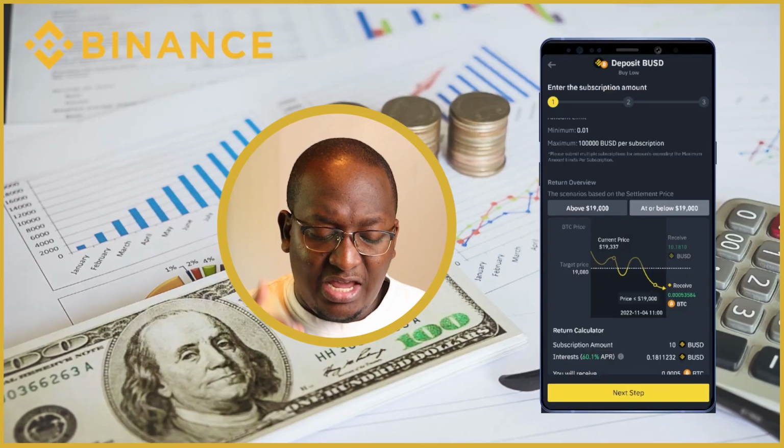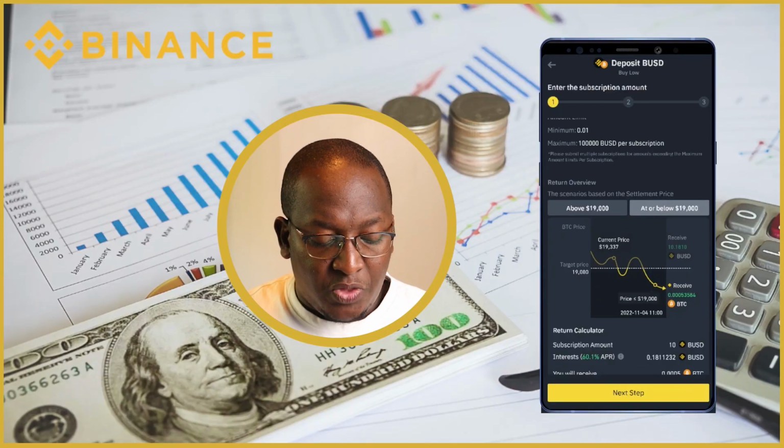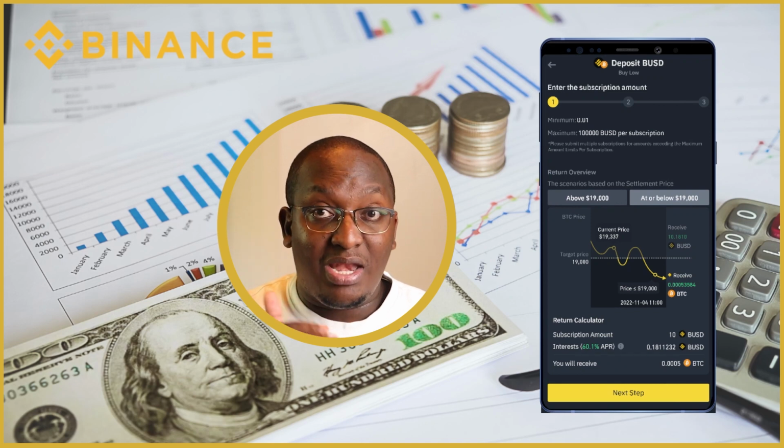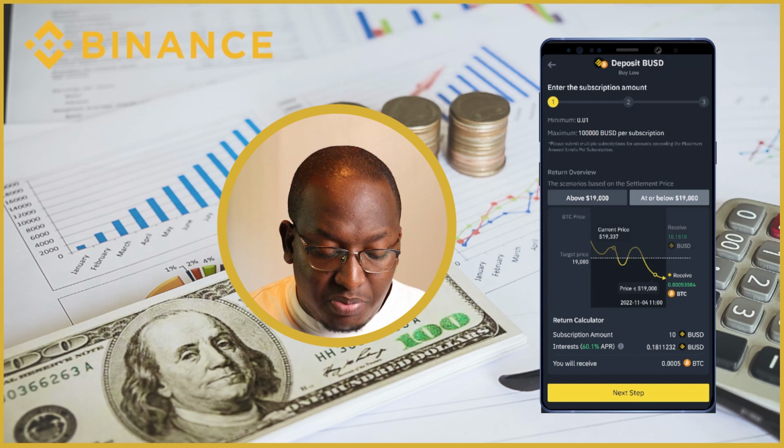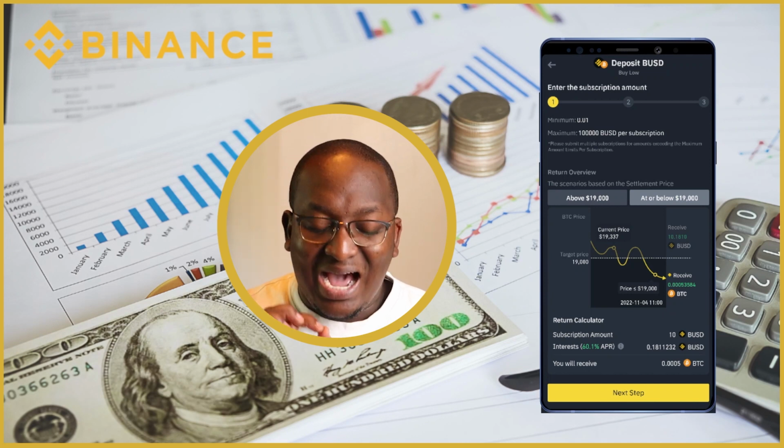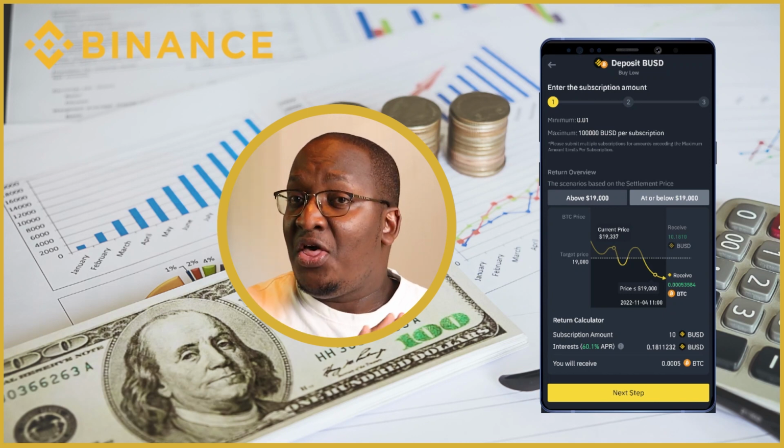BUSD. But what if the price is reached? Then in the meantime, between now and the cutoff time, I will receive my 0.18 BUSD, and then this 10.18 BUSD will be used to buy BTC at 19,000. Binance Dual Investment is a sure way of you being able to buy your crypto at the time that you want and at the price that you want. Of course, it has its own risks. This is what I mean.